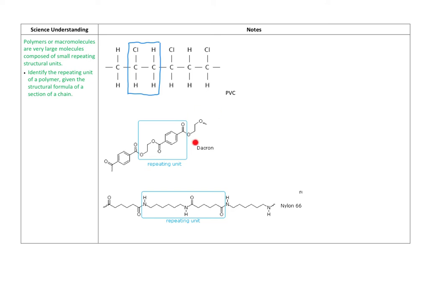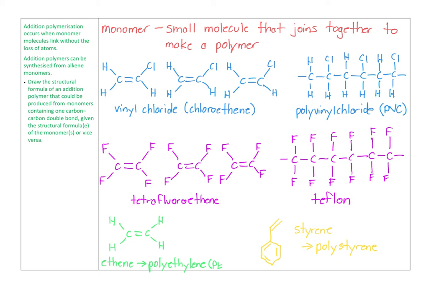Next year we'll look more at polyesters and polyamides in both the organic and the materials part of the Stage 2 chemistry course. So let's keep moving and look at some of these important addition polymers and how they are produced. So firstly, better introduce the word monomer. A monomer is a small molecule that joins together to make a polymer.